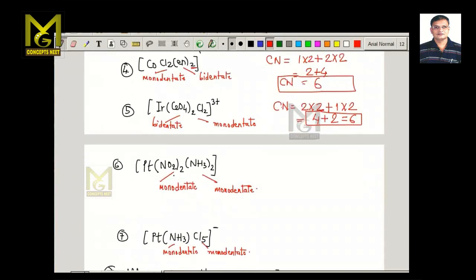If you look at this example, NO2 is monodentate, so directly we can calculate. First you have to know the list of ligands which are monodentate, bidentate, polydentate, hexadentate, etc. So it is monodentate, 1 into 2, plus this is also monodentate, 1 into 2. So the coordination number in this case comes out to be 2 plus 2, equal to 4.